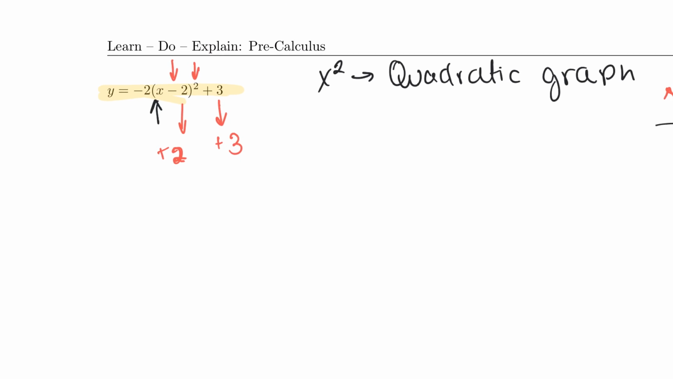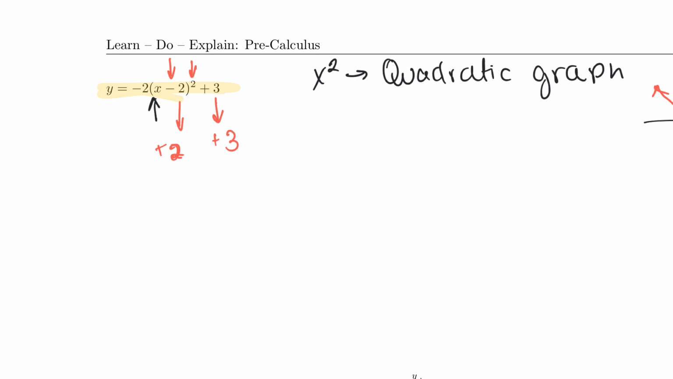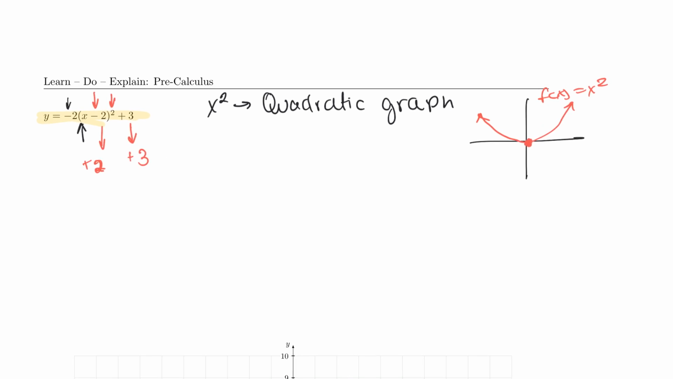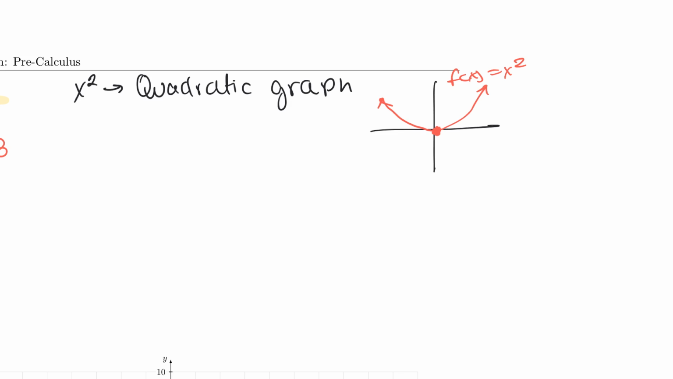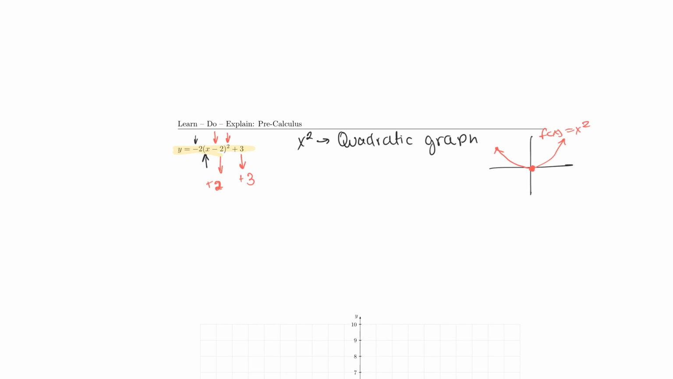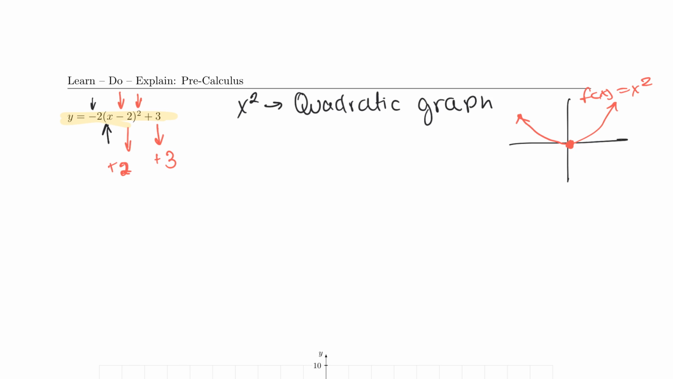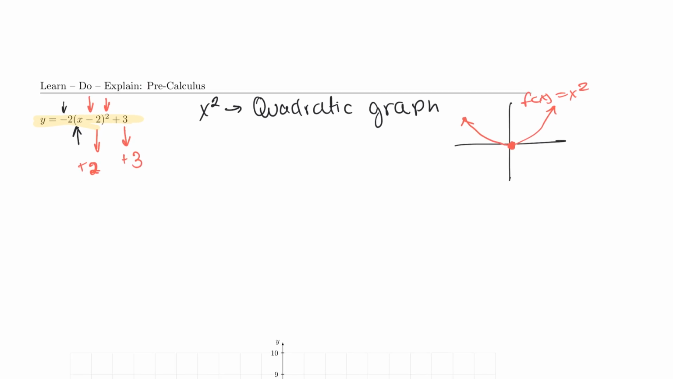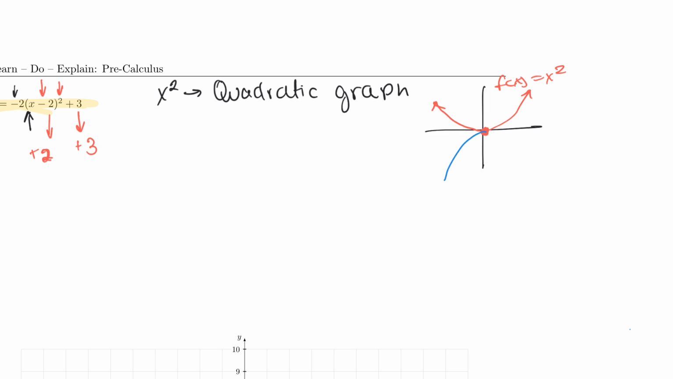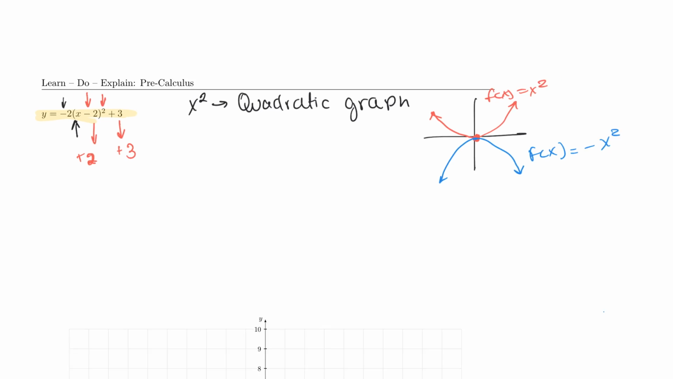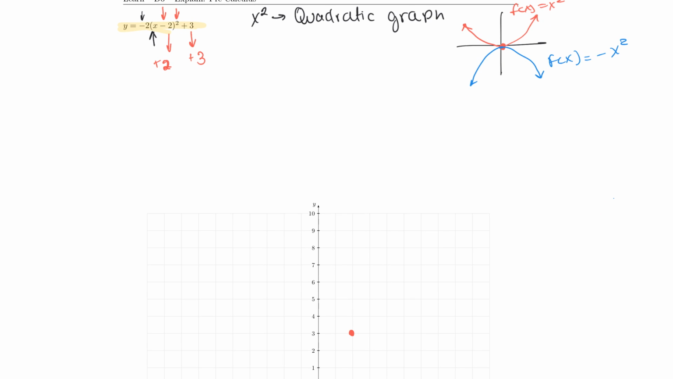The next thing to see is that we have a negative affecting this number. This means that the parabola is going to open downwards. Okay, so the parabola opens upwards when x squared is positive. But when x squared has a negative, it means that it opens downwards. So this function will open like this. This is f of x equals minus x squared. So now we know how the function is going to open.